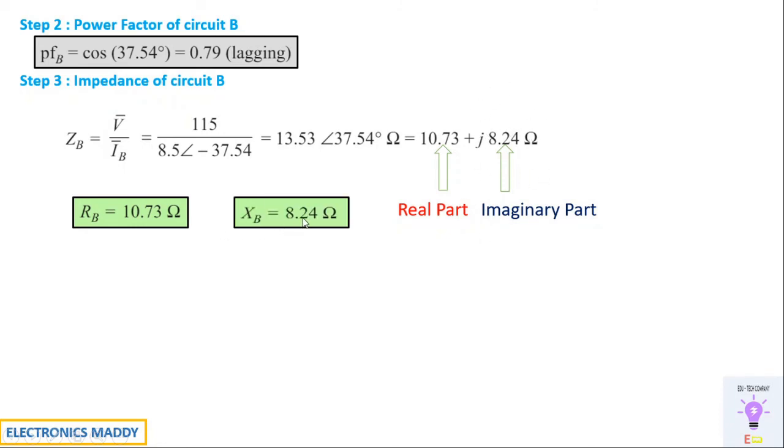So XB is nothing but 8.24. So we have found out all the parameters that are asked in this question, and this is how we approach these types of problems. I hope this problem is understood. So let's go into our next problem.